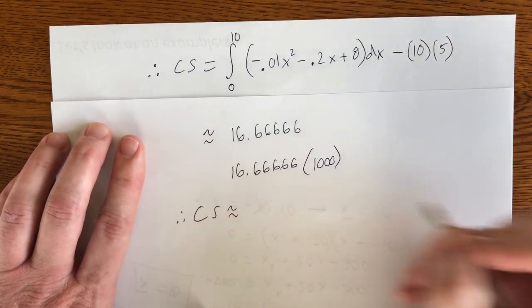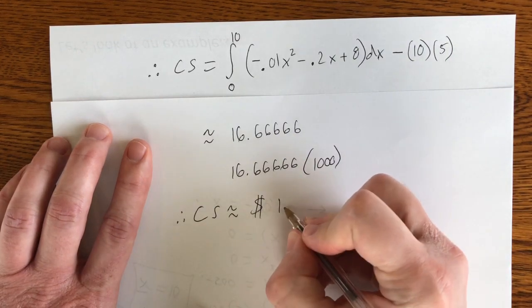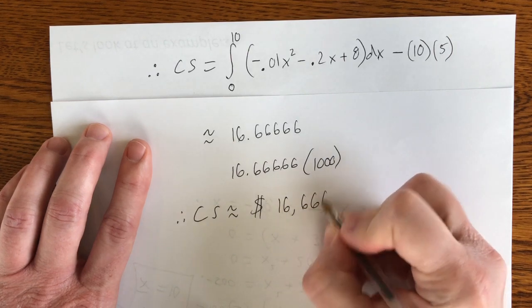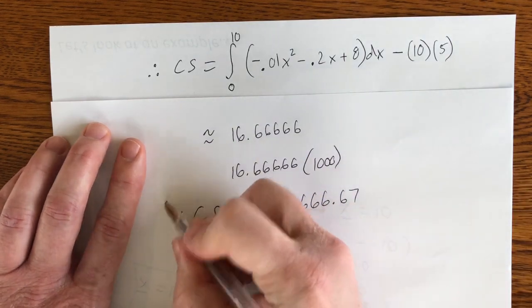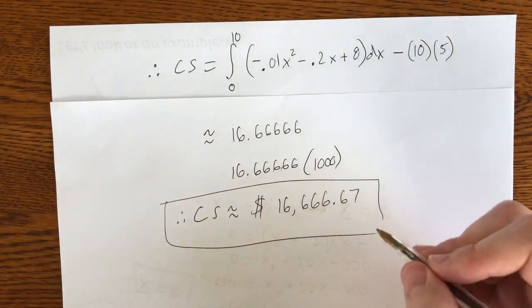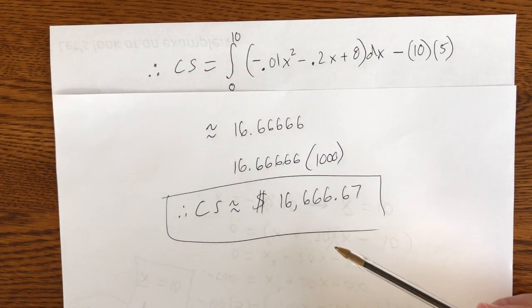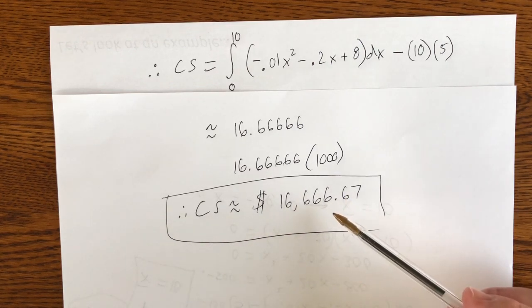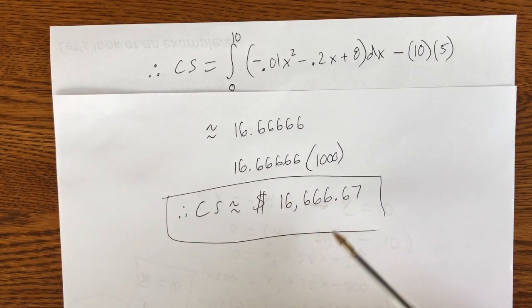The consumer surplus, therefore, is approximately $16,666, and let's round to the nearest cent. So that'd be 67 cents. All right. So again, what is this? This amount is really representative of what the consumers would have been willing to pay for the X bar units of whatever the commodity is, as compared to what they actually paid for that commodity. Consumer surplus.